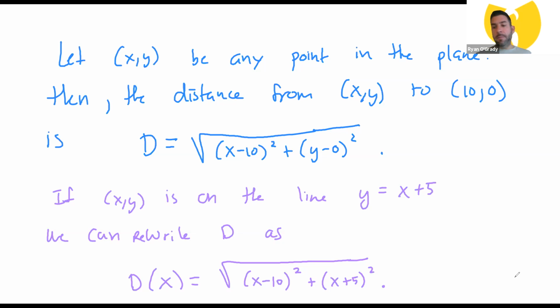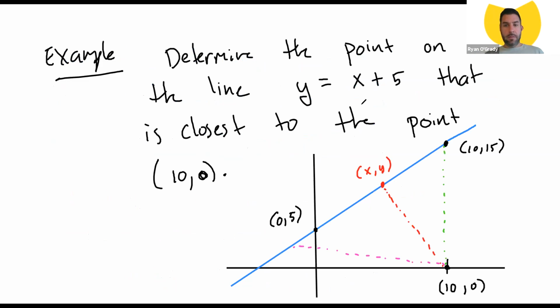If I go back to my picture, the length of this line is just d of x. That's the length of that line, d of x, and that's what we're trying to minimize.